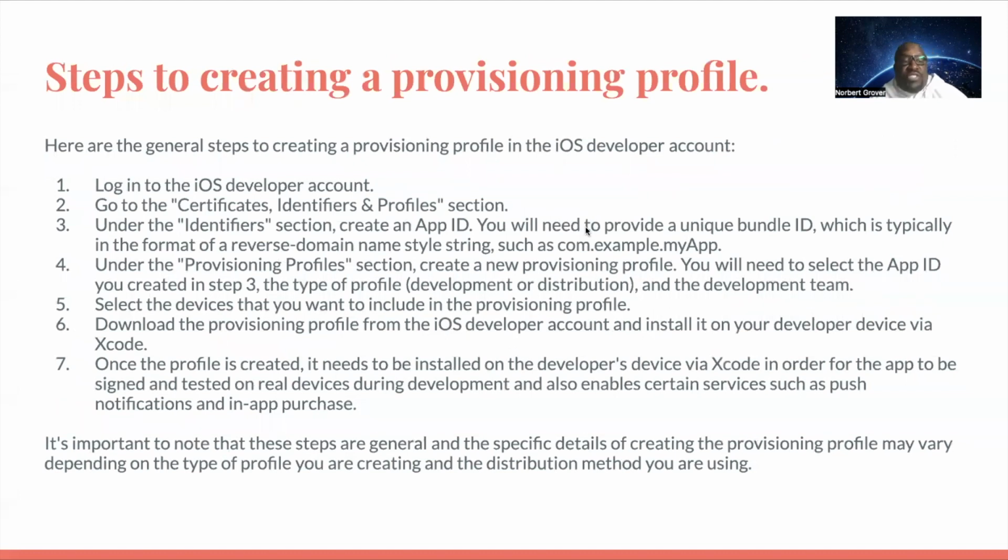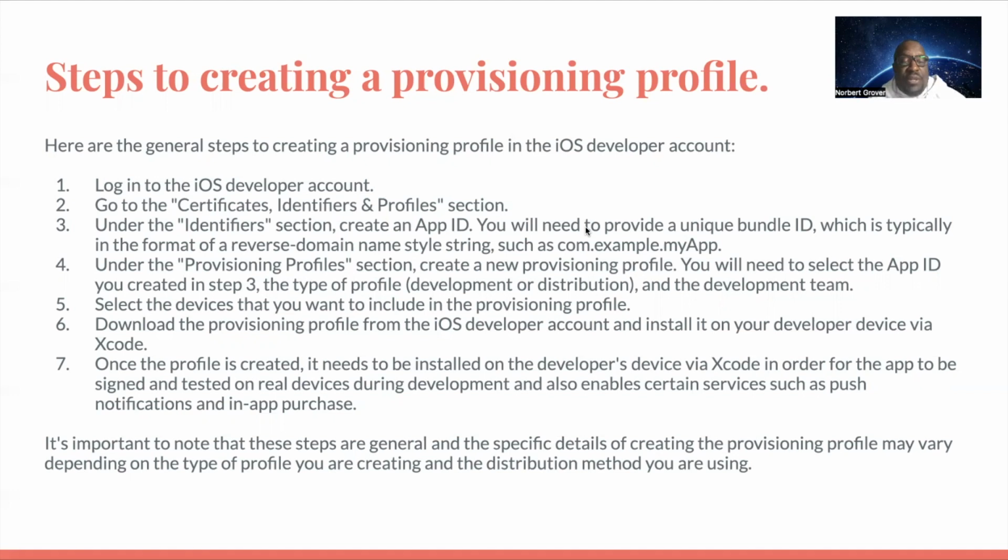Steps in creating the provisioning profile. So what we have to do is log into the iOS developer account, go to the certificates, identifiers, and profiles section. Go under the identifier section, create your app ID. You will need to provide that unique bundle ID, which is typically in the format of a reverse domain name style string, such as com.example.my.app. By the way, you can find this in your Xcode project, and I'll show you where.